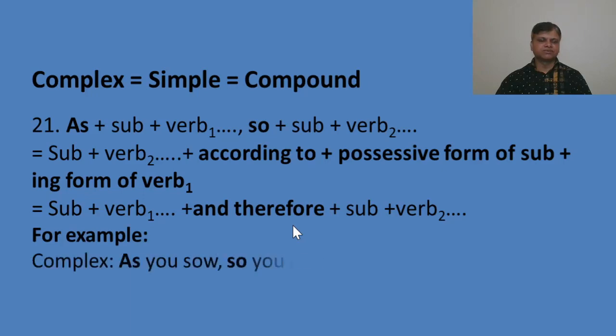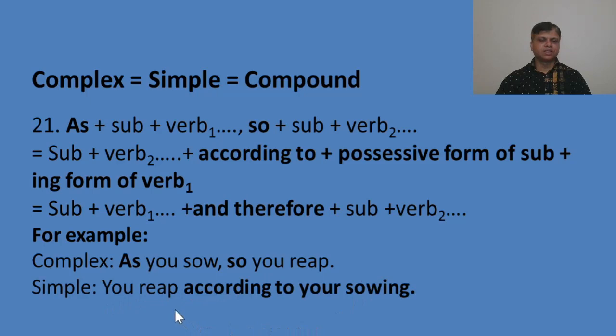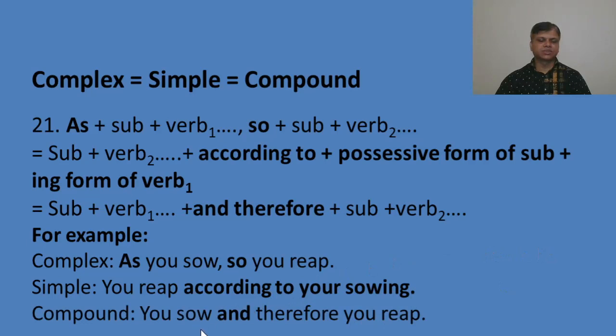For example, follow the example. Complex sentence: As you sow, so you reap. Simple will be: You reap according to your sowing. Compound will be: You sow, and therefore you reap. So if a complex sentence contains "as... so," simple will be: you have to use the second clause.